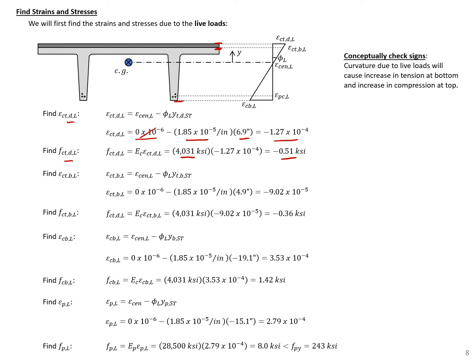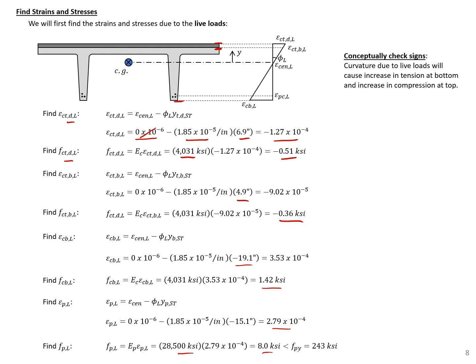We can do the same thing with a different distance component to get the stress at the top of our beam, our precast beam. So you can see that right there. And we can do the same thing with, again, a different distance component to get the stress at the bottom of our beam. So we can see that we have a tensile stress at the bottom equal to 1.42. And then we can do the same thing to figure out the strain and the stress in our pre-stressing. So strain times the modulus will give us the stress in our pre-stressing equal to 8 KSI.